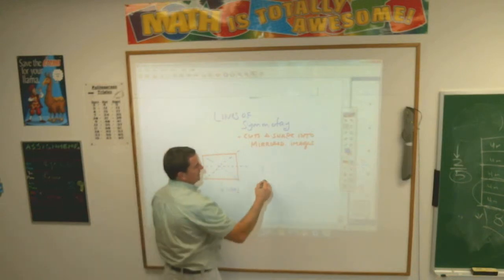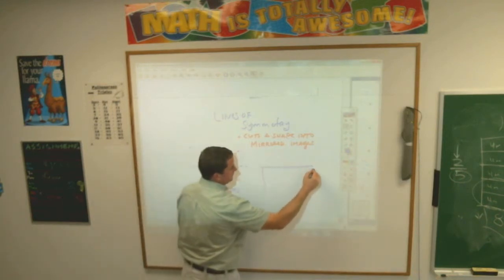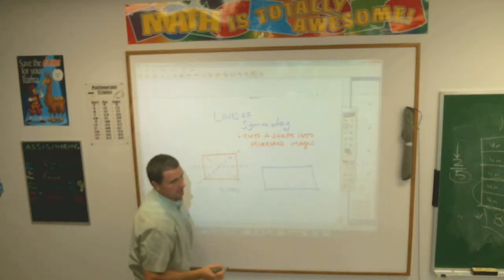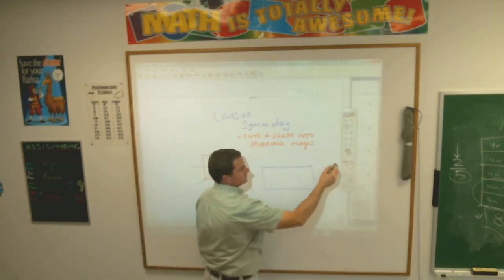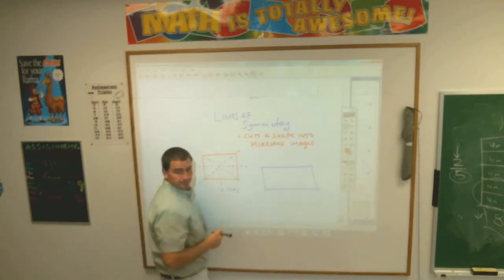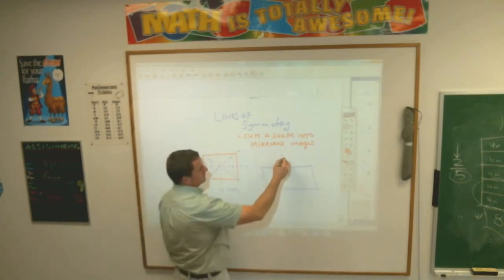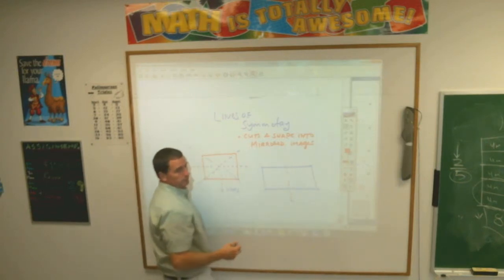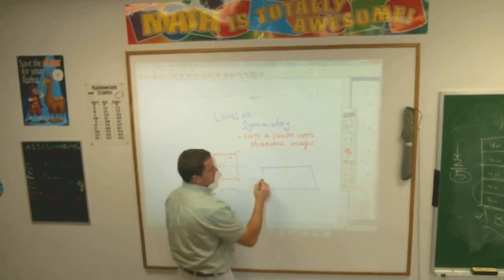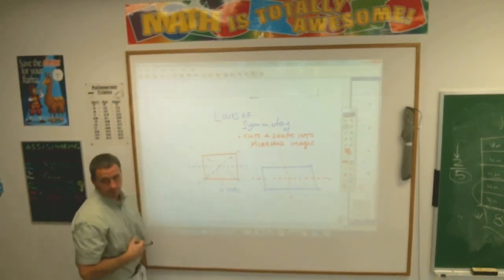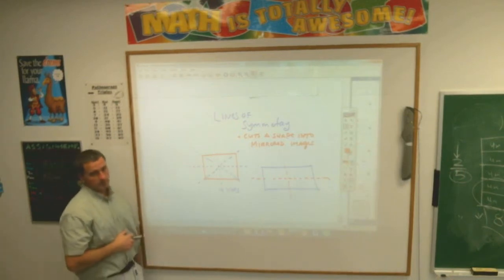But if you think about a rectangle, how can you split a rectangle? Evan? Right down the middle, just like the square. Peter? Across, just like the square. Other ones? Jacob?